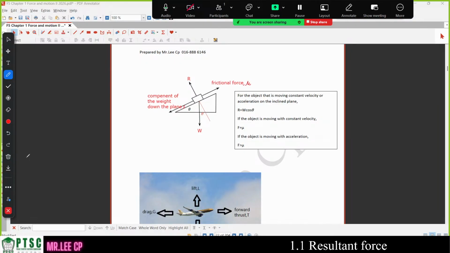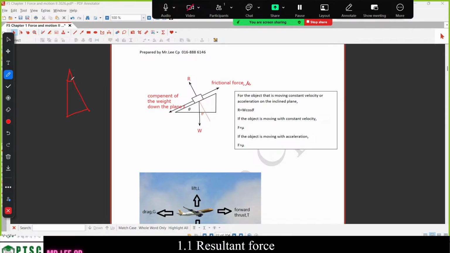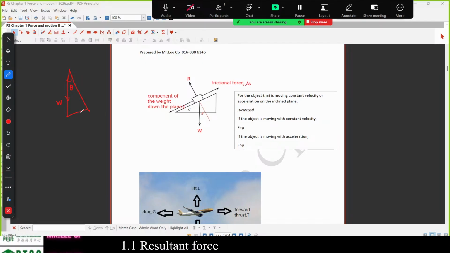Before I teach you how to memorize, I teach you how to understand first. And then after that, I am not going to use that way. Okay. Now, I use this triangle. I draw this triangle. This is theta. This is W.